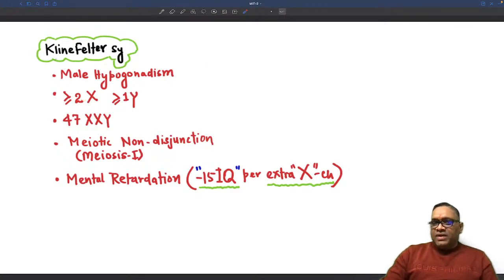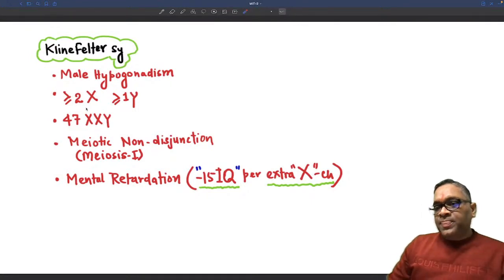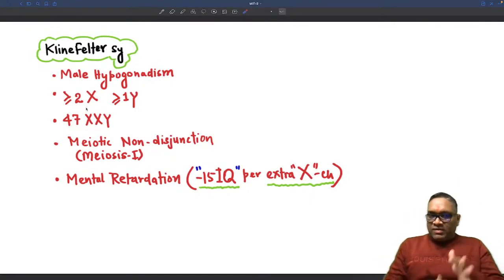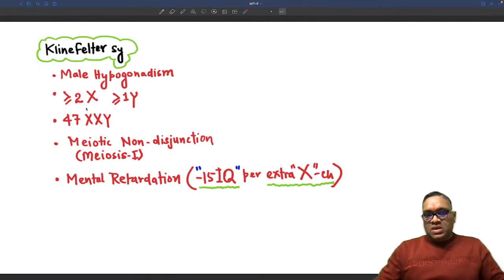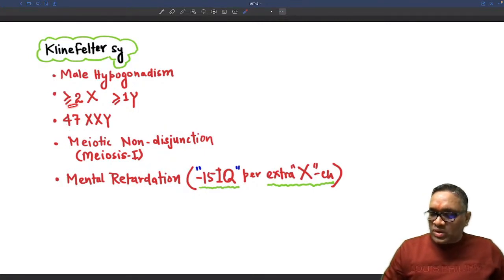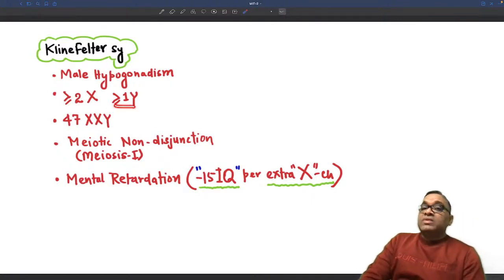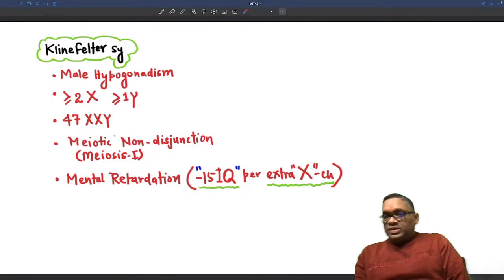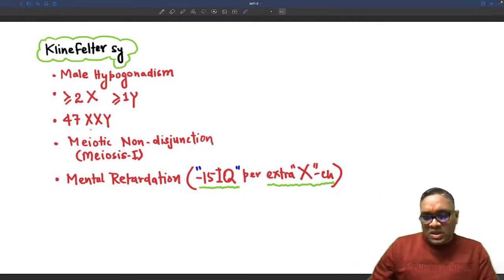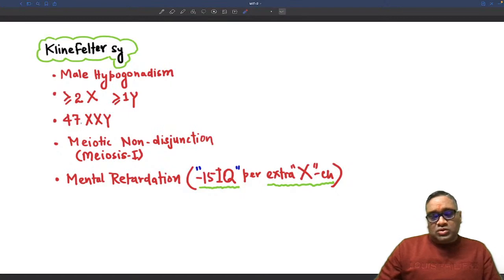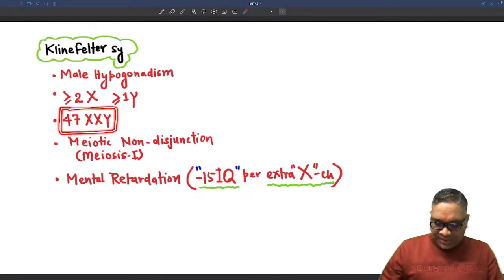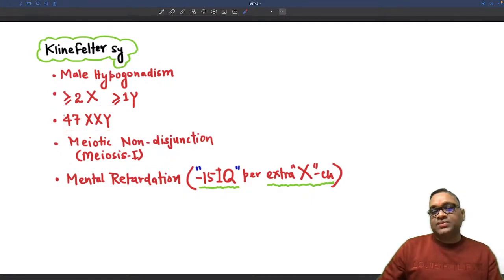So what is Klinefelter syndrome? You will see 2 X chromosomes or more. Usually there will be one X chromosome, one Y chromosome. But in this case, there will be more than one X chromosome, along with one Y chromosome. So basically the most common karyotype is 47XXY, right? So 47XXY will be there.